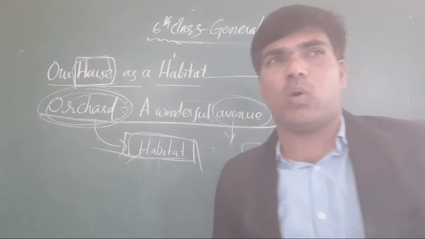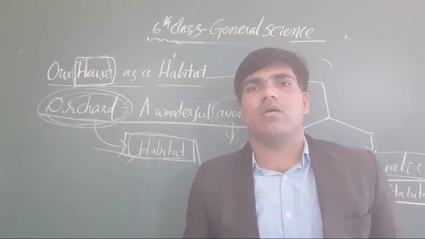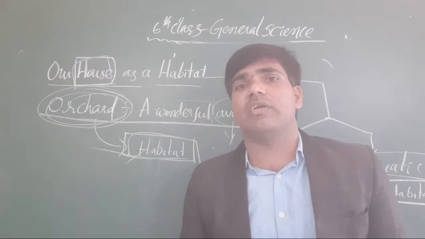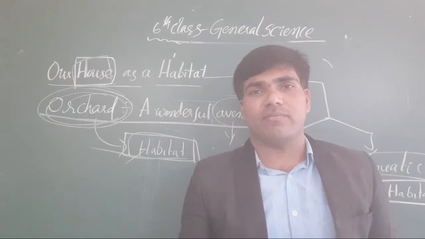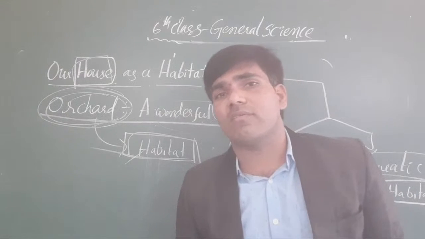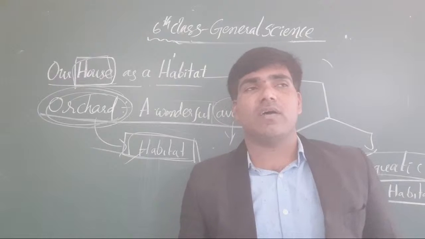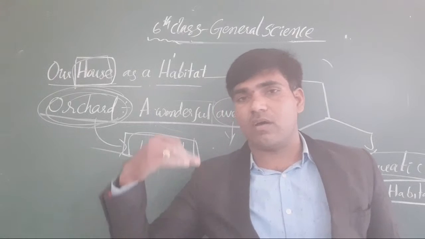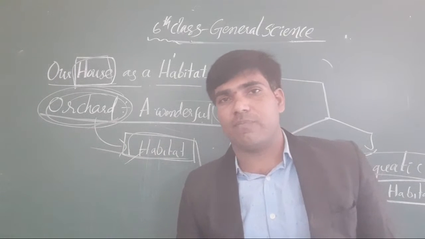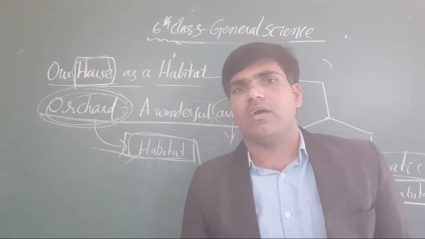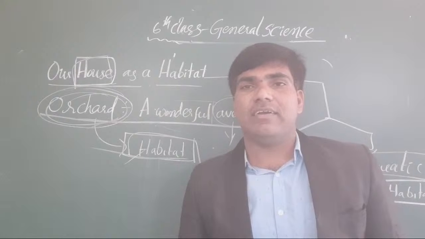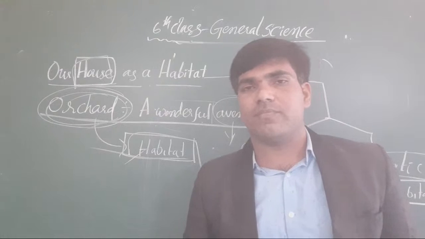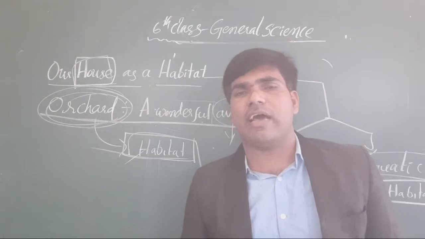And write how our house is a habitat, and write about the Blue Cross Society. Otherwise, the Blue Cross organization. Collect the information about the Blue Cross organization and write what its duties are and what acts there are on animals. Once you collect the information about the Blue Cross Society, check it and write it. Clear? And write about the orchard. Complete these things in your classwork notes.